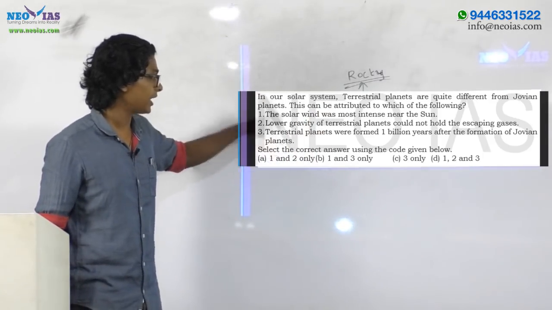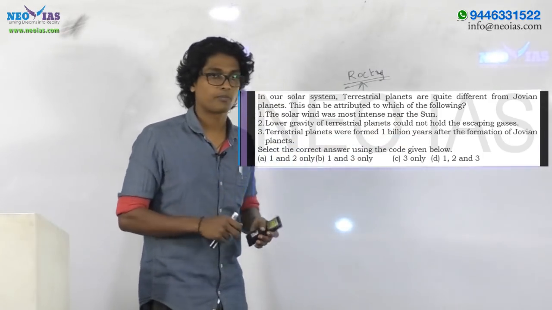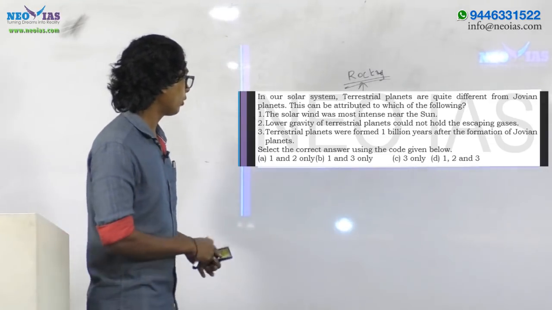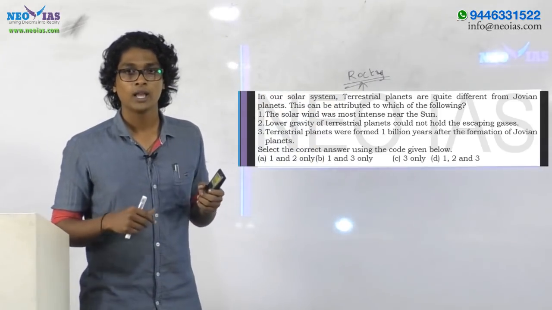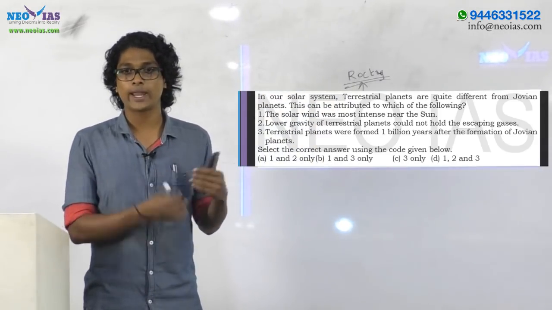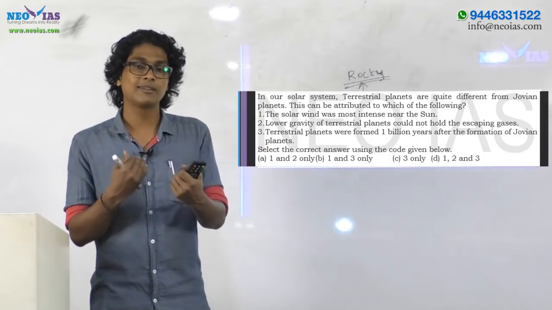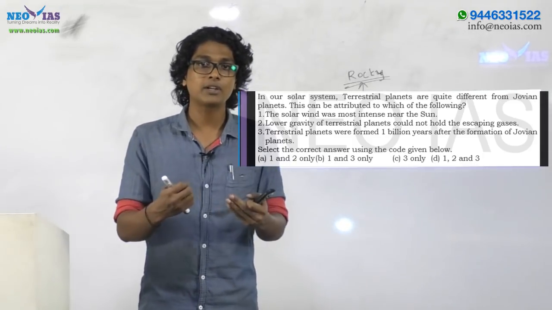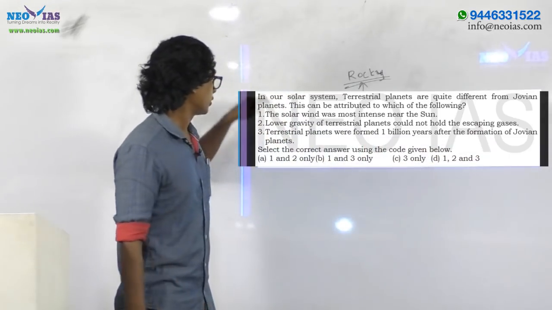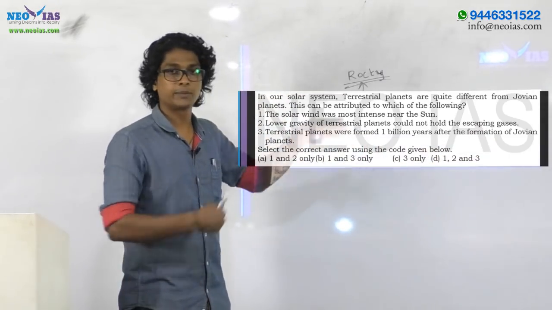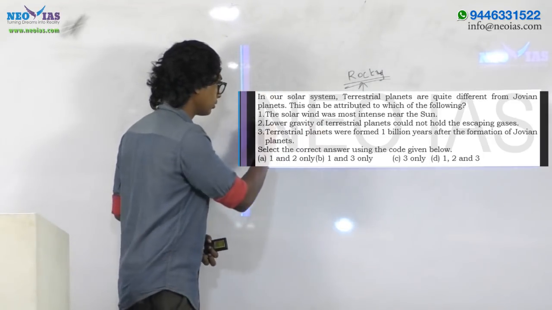Now the second statement: the lower gravity of terrestrial planets could not hold the escaping gases. Here it says the terrestrial planets have lower gravity, which is again true. If you look at Jupiter or any other gas giants, they are more massive, in the sense they have more gravity, and with more gravity they are able to hold on to the escaping gases. Due to the lower gravity of the terrestrial planets, the primordial atmosphere was easily taken away by the solar wind. So the second statement is also true.